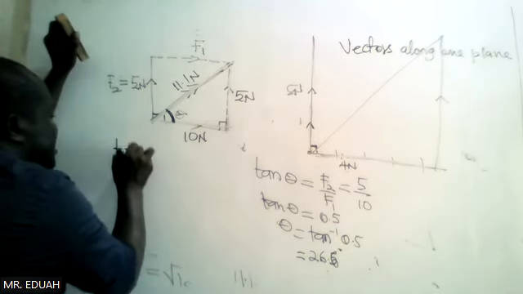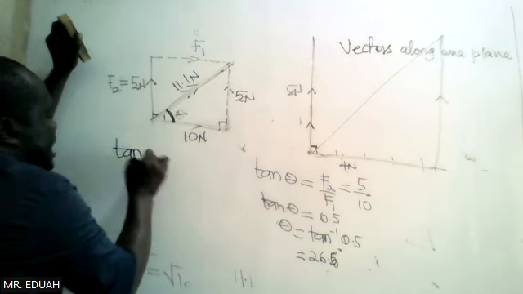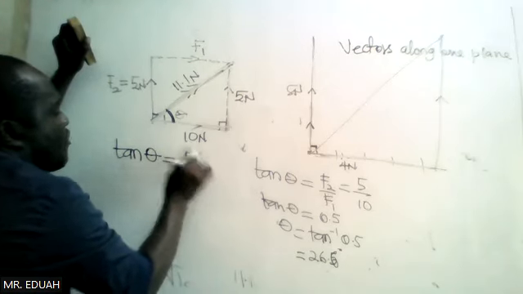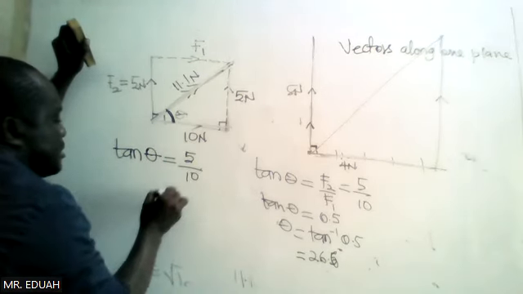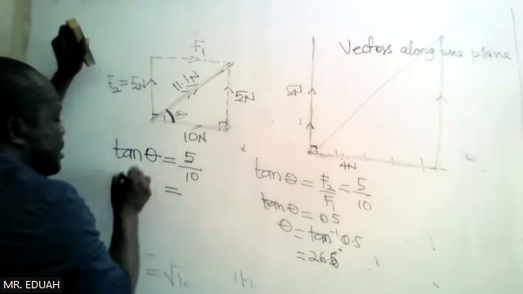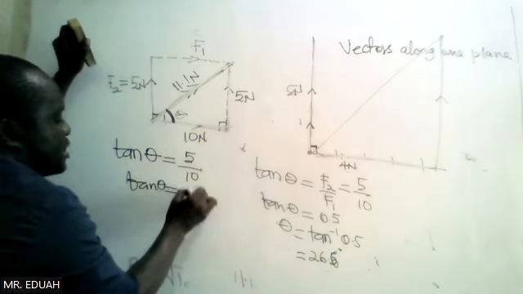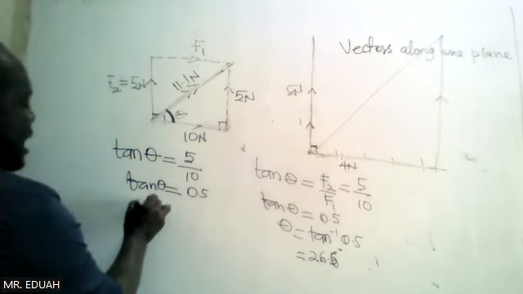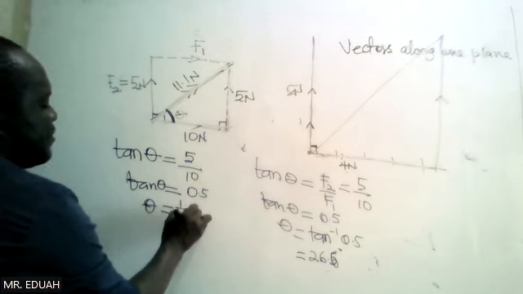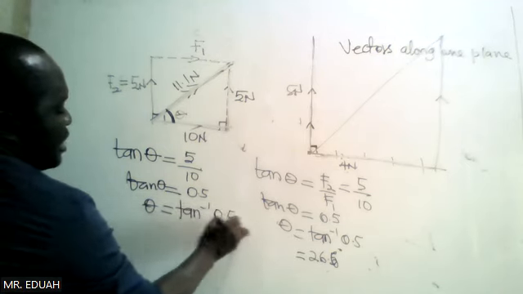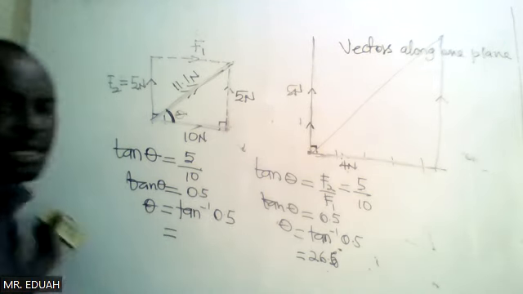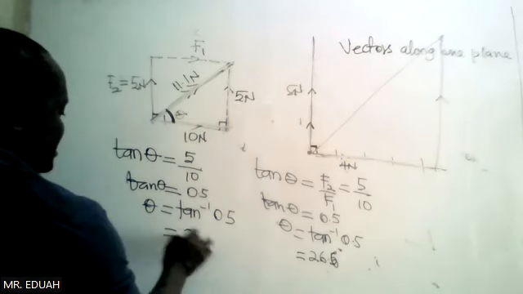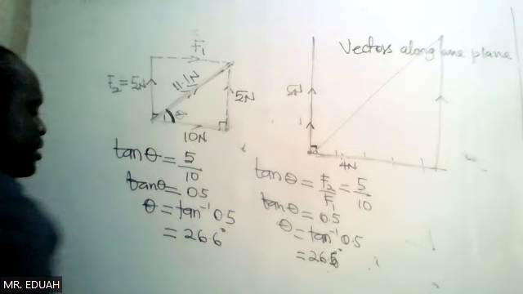If I want, I can use tangent, tan of the angle. Tangent is opposite 5 over adjacent 10. So I have tan theta is equal to 0.5. Therefore, if I'm looking for theta, I just have to take the tan inverse of 0.5. And that's the answer we got. 26.6. Approximately 27.